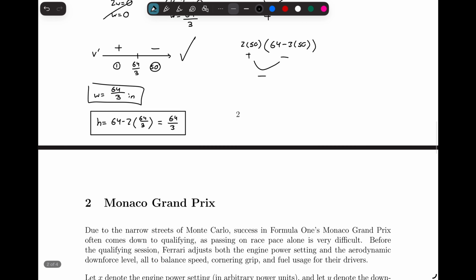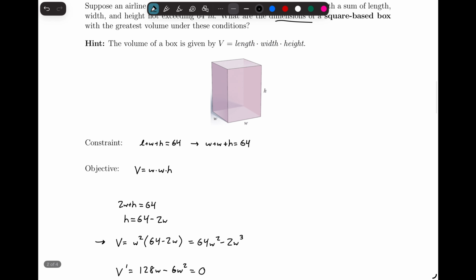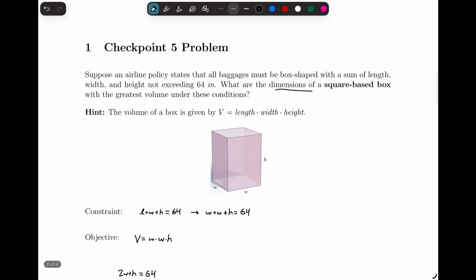Apologize for a little bit of the handwriting. Got a bit sloppy throughout there, but I think it's legible enough. But that's the first problem from checkpoint 5.